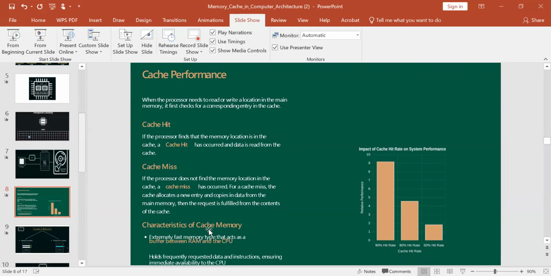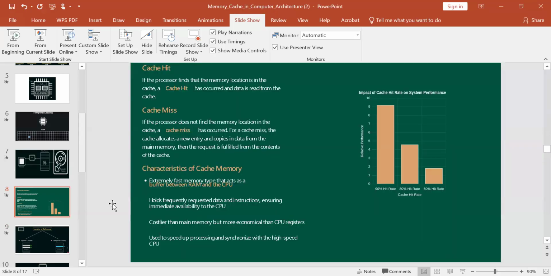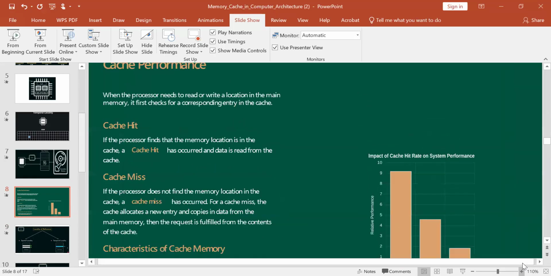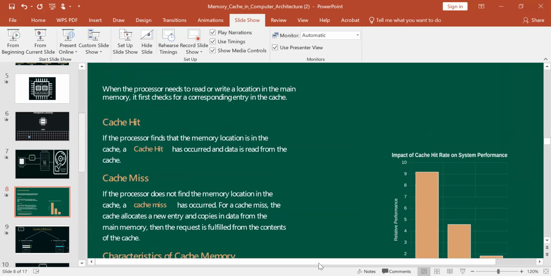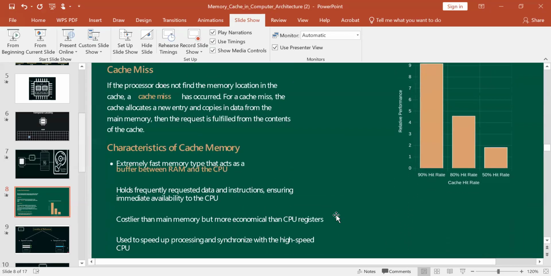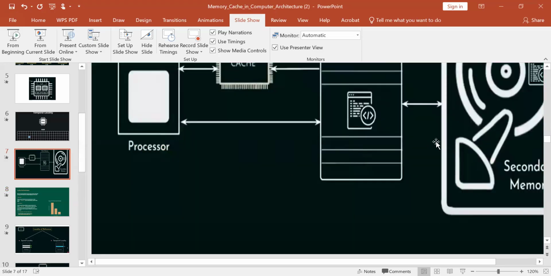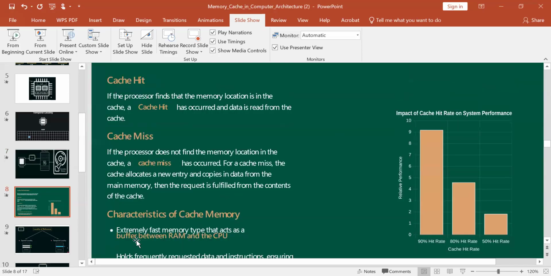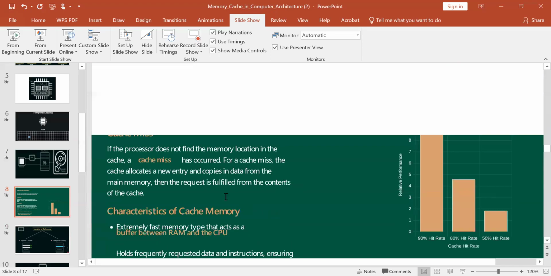So what are some of the characteristics of a cache memory? Let me try and zoom in so we can all move together. This process of fetching data from the RAM, keeping it and delivering it to the CPU is a very, very fast process. So we said that cache memories are extremely fast. Why? Because they act as a buffer, a go-between for the RAM and the CPU. So the CPU does not have to go searching for data from the RAM, but goes directly to the cache to get this data. So they are extremely fast.